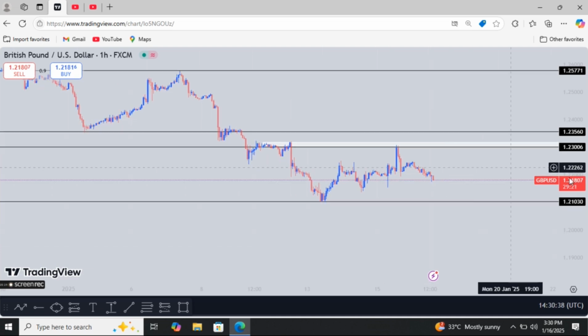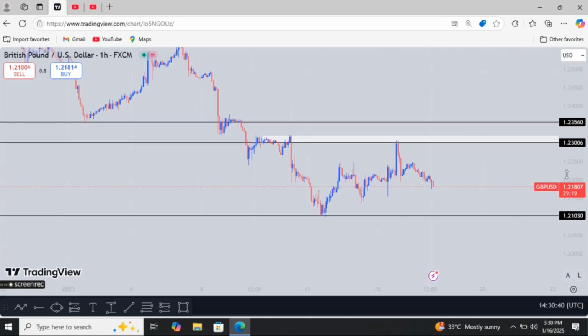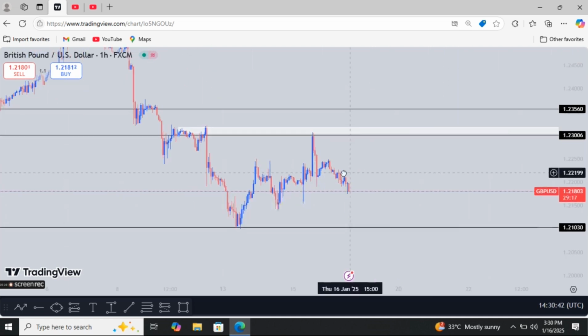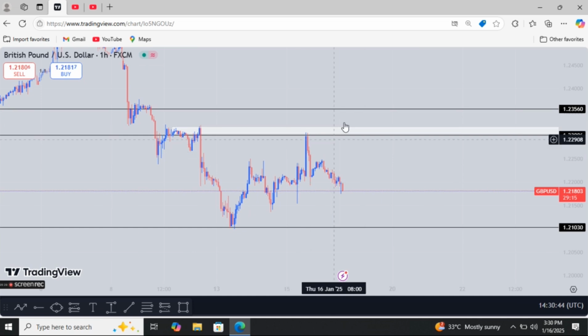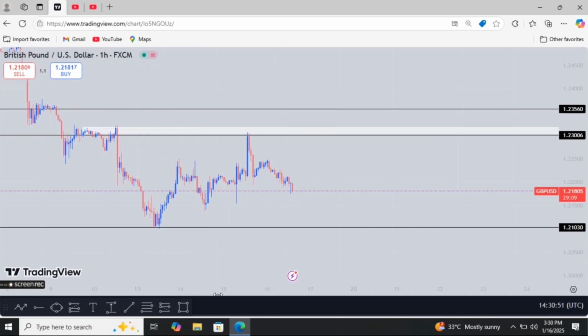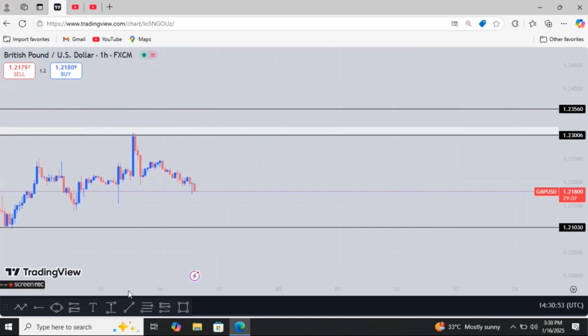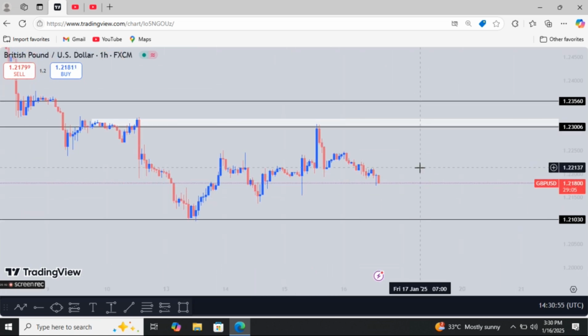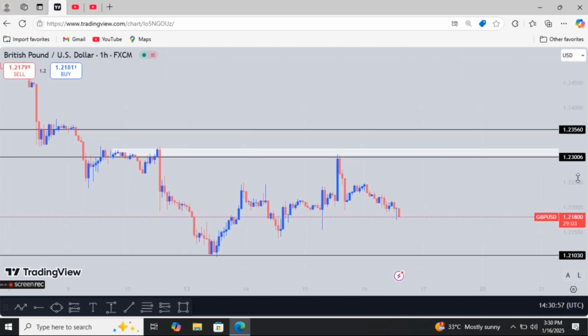After identifying the market structure on the 4-hour, I move down to the 1-hour time frame. On the 1-hour time frame too, I build up the story by finding the market structures. So let's do this together.